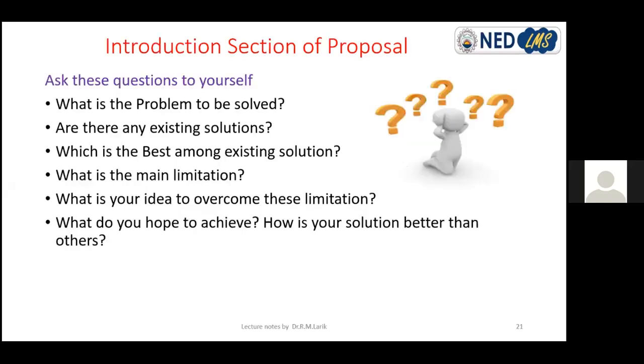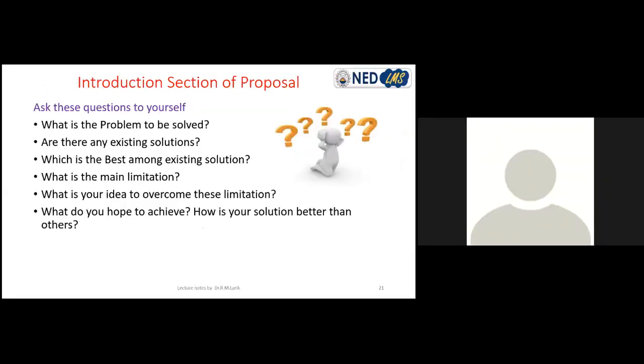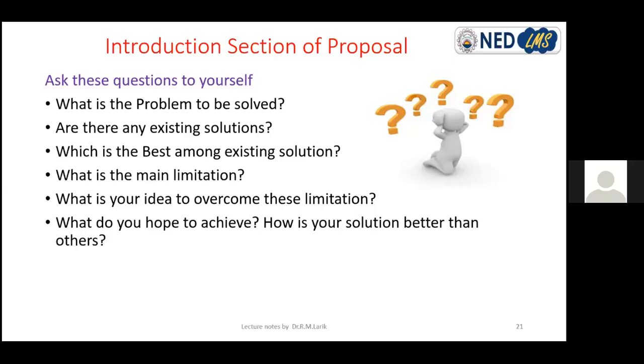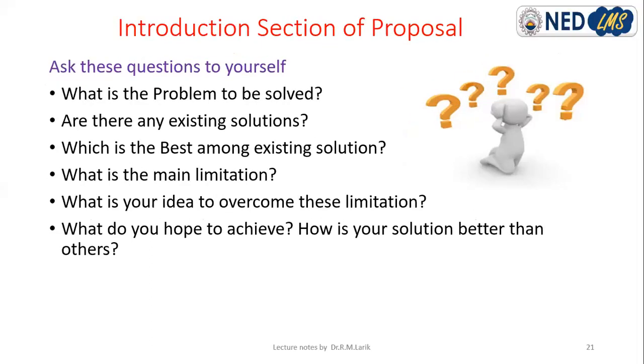This one is a section for the introduction. When you write the very first chapter, the introduction of your proposal, you should have these questions answered very clearly in your mind. What is the problem to be solved, what are the existing solutions, what is the best among all, what is the main limitation, and what is your hypothesis? How did you come to this hypothesis, why do you want to solve this problem with this method, with this idea, what is the importance of your idea, what is the importance of your method, right? So you should clearly answer all these questions in the intro.